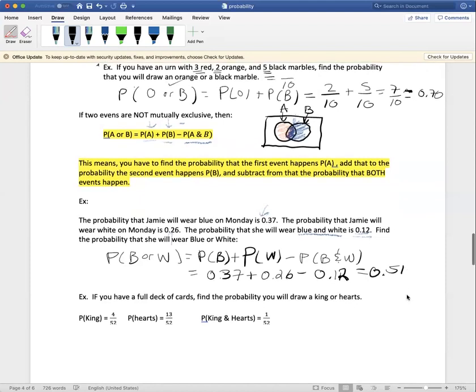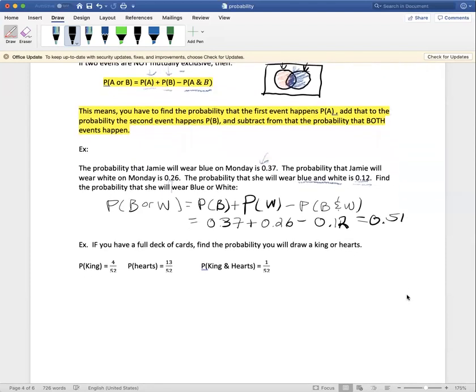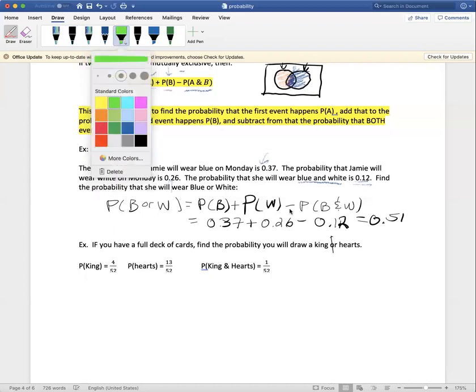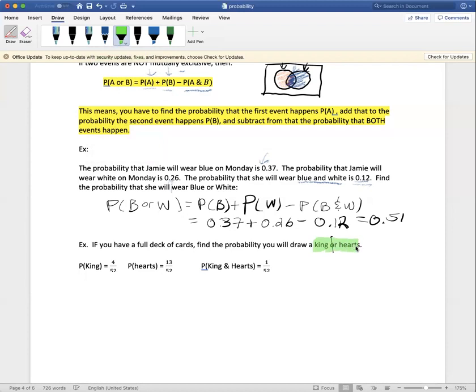Okay, well, let's take a look at another example when we're dealing with two events that are not mutually exclusive. And again, all that means is that it's possible for the events to happen at the same time. So for this example, if you have a full deck of cards, find the probability you will draw a king or a heart. Now, again, it's kind of implied here that you have an understanding that these events are not mutually exclusive, but I hope you can tell that it's possible for you to draw a card that's both of them on your first try. You can draw a king of hearts, so it's a combination of both. It's a king and it's a heart. So these two events are not mutually exclusive.